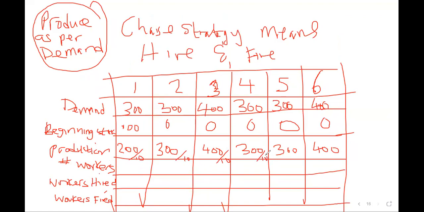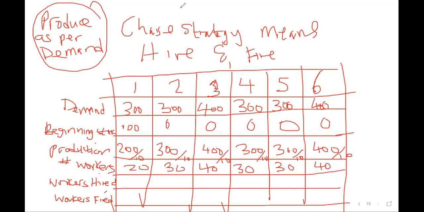So how many workers are in month one? One person is producing 10 units. There are 20. You are very correct. Here how many? 40. Here how many? 30. You are following? Yeah. Here how many?